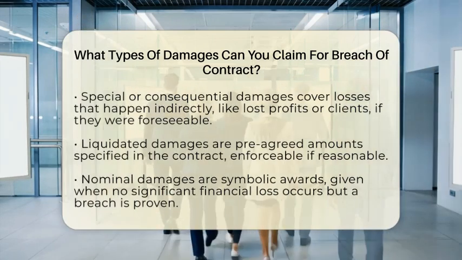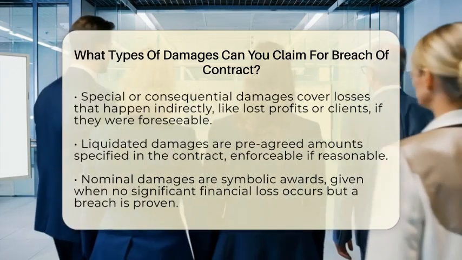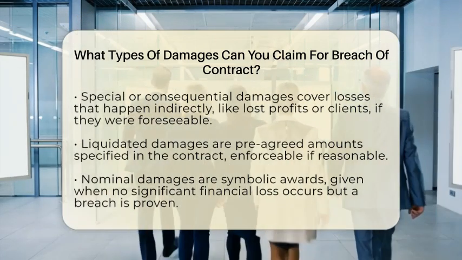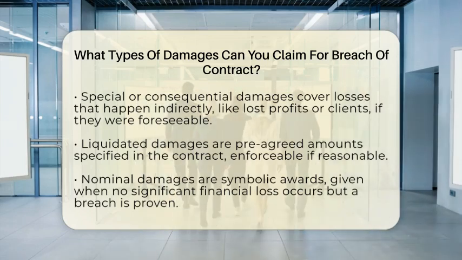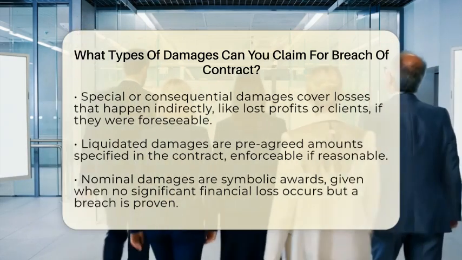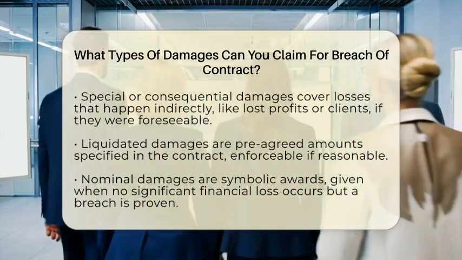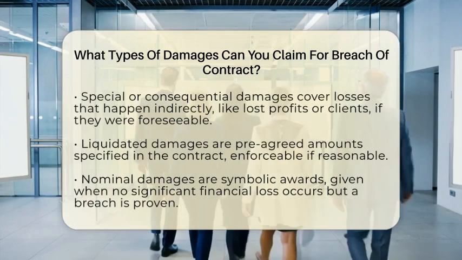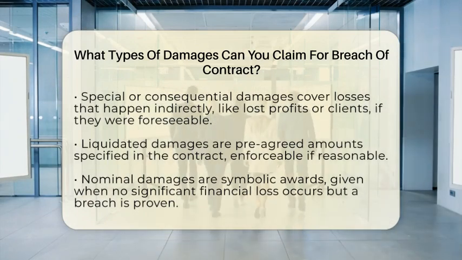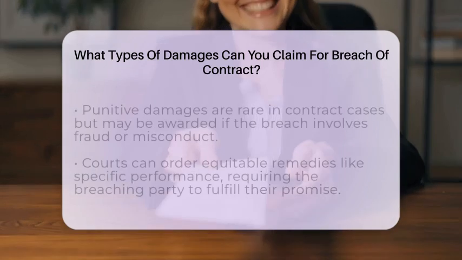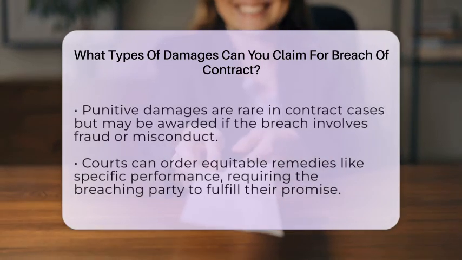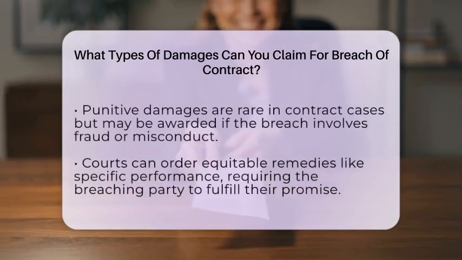Next are liquidated damages. These are damages agreed upon beforehand in the contract. If the contract says a party must pay a fixed amount if they breach, and that amount is reasonable, the court will usually enforce it. For example, a contract might say if a builder doesn't finish a project on time, they owe a set amount per day of delay. Then there are nominal damages.